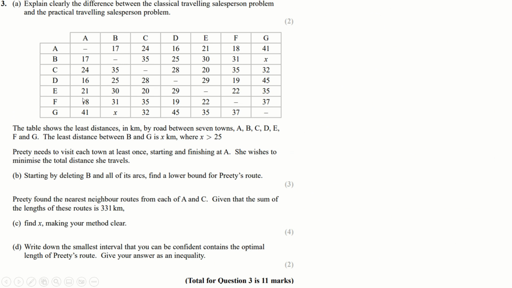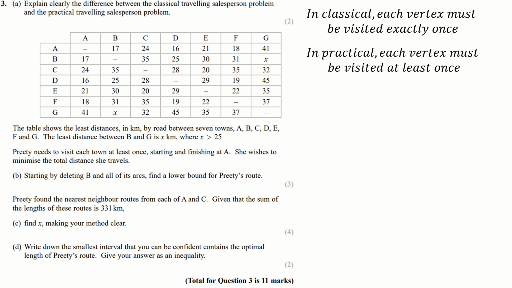Question number 3 then. Start by deleting B's arcs here. So okay, I know first it says describe the difference between classical and practical. Classical means you need to go through every vertex exactly once. Practical means you're allowed to revisit and you have to do each one at least once. So that's roughly that. Starting and deleting B, so let's delete B and all of its arcs.